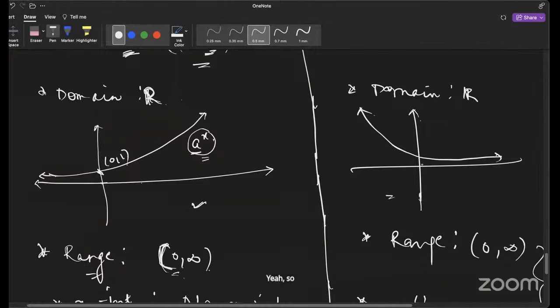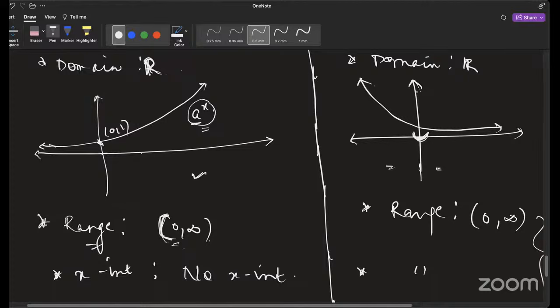Yeah, so in this part, what is the range on the graph? If this is a graph, what do you think should be the range? Your y is the output, right? Outputs are plotted on the y-axis. This should be the range, starting from here and going till infinity. This point is not included because it's not attained.